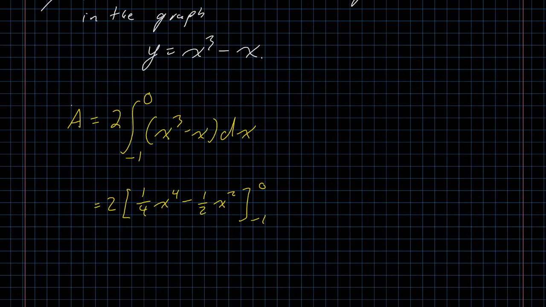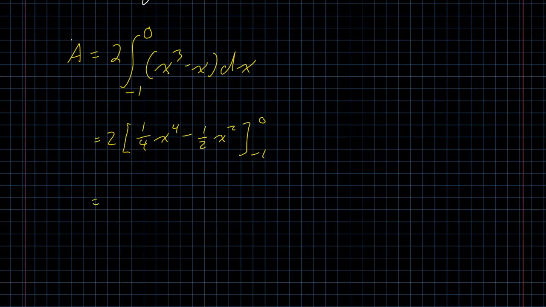All right, plugging in x equals 0 will give us, well, 0. Plugging in x equals negative 1: negative 1 to the 4th power is 1, negative 1 to the 2nd power is 1. 1/4 minus 1/2 is negative 1/2. 0 minus negative 1/2 is positive 1/2, and then 1/2 times 2 is 1. The total area of those two little slivers on the graph is 1.